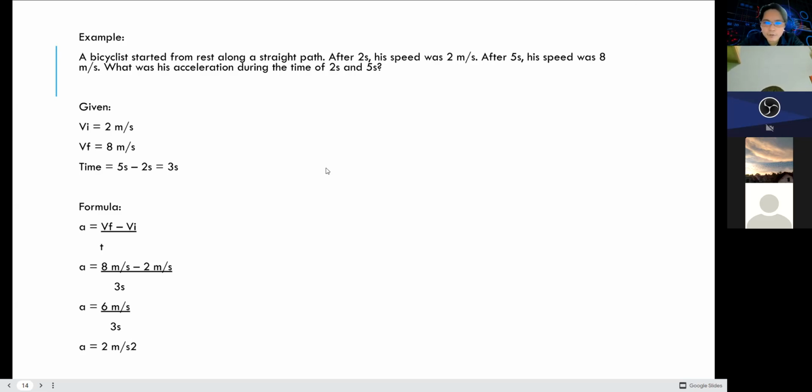So now you can substitute. Acceleration is equal to 8 meters per second minus 2 meters per second, your initial speed or your initial velocity, over the 3 seconds, which is the difference between 5 and 2 seconds. Substitute. 6 meters per second, because 8 minus 2 is 6, divided by 3 seconds. Because there is a second here, it will become squared. So acceleration is equal to 2 meters per second squared.